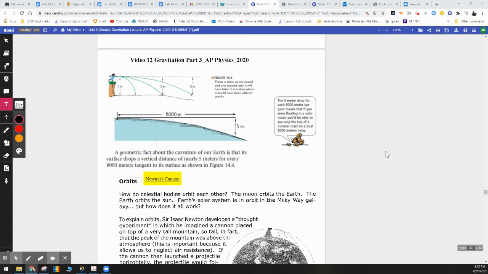All right, so we're still continuing our talk on gravitation, and this time we want to talk a little bit about orbits and stuff, and just some little background information here, and then we'll get started.